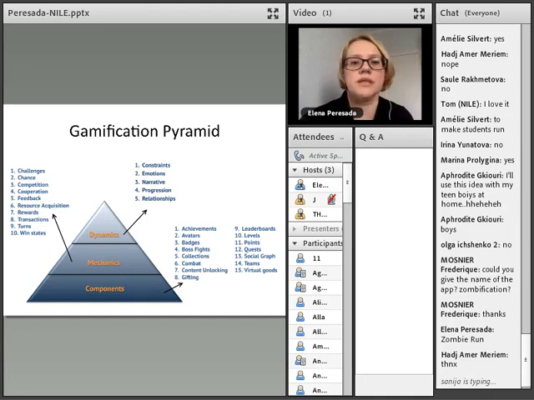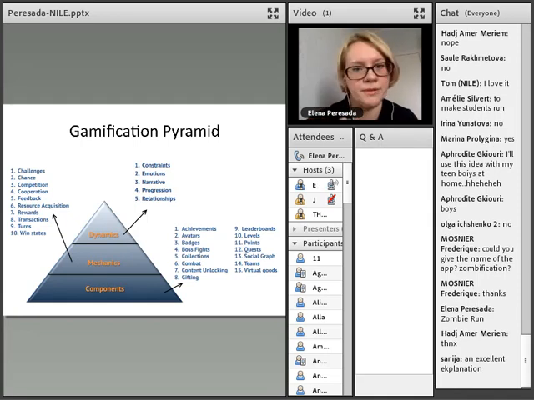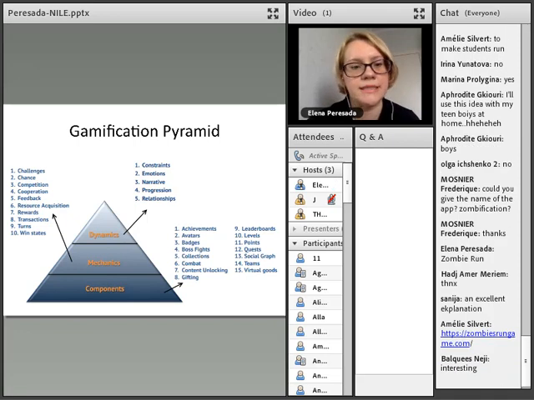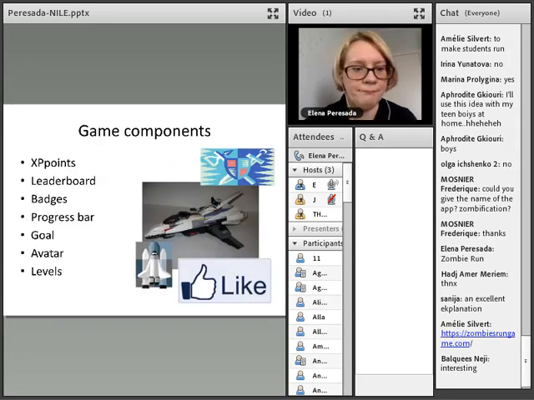So if you want to use gamification in your classroom, you have to keep in mind the so-called gamification pyramid. It has 3 layers. At the lowest level, it is gamification components. The next layer is game mechanics, and the third one is game dynamics. And now we are going to talk about each of them.